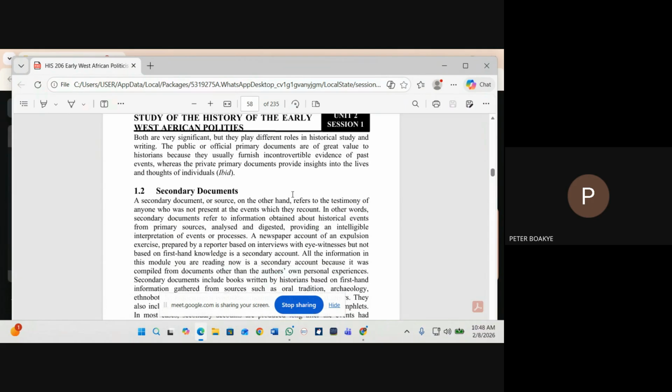Now, secondary documents. Having seen primary documents, let's look at secondary documents. A secondary document or source, on the other hand, refers to the testimony of anyone who was not present at the events which they account. Somebody who was not there but will tell. In other words, secondary documents refer to information obtained about historical events from primary sources, analyzed and digested, providing an intelligible interpretation of the events.